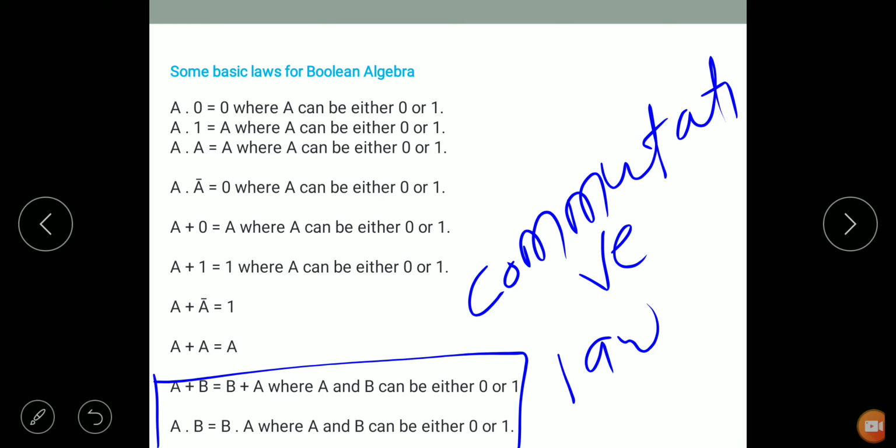That equation shows that a plus b can be written as b plus a, and a dot b can be written as b dot a. Means we can change the sequence of the input, and there is no effect on the output. This commutative law shows that we can change the sequence of variables or the inputs, with no effect on the outputs of the logic circuit. This is nothing but the commutative law.